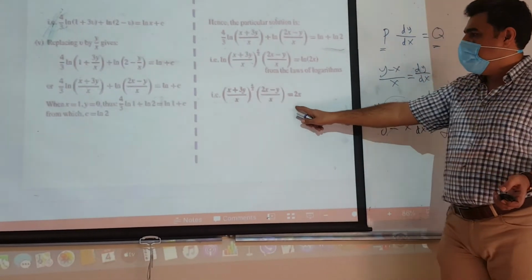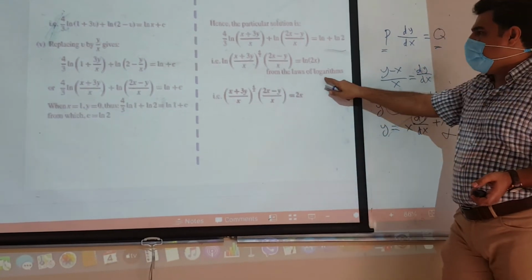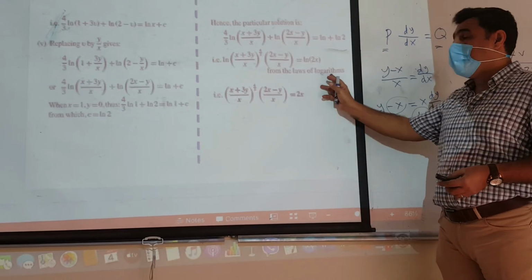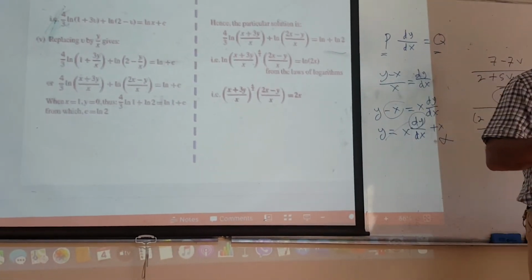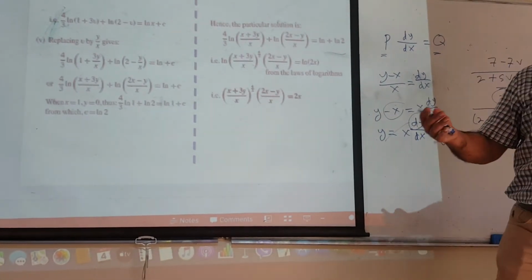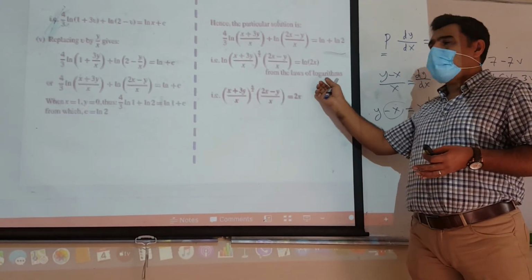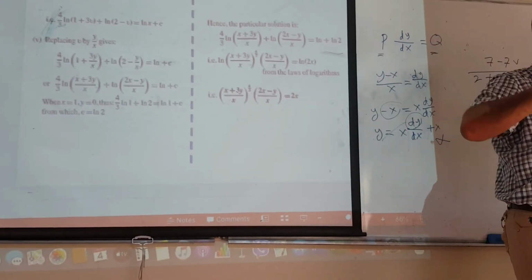So this is here the application of laws of logarithm. In case you read something like this and you didn't know what it means, you will go to Google and search for laws of logarithm to remember it.